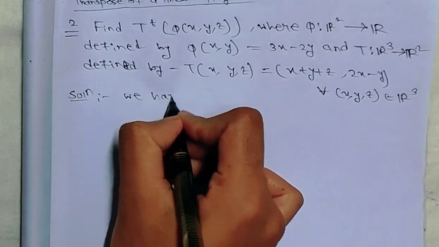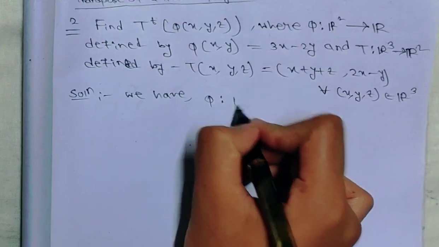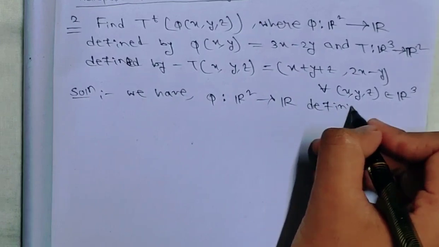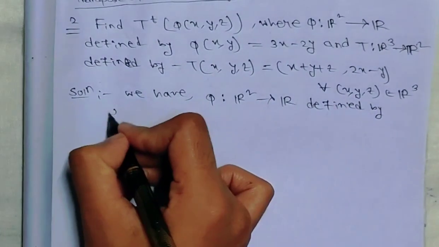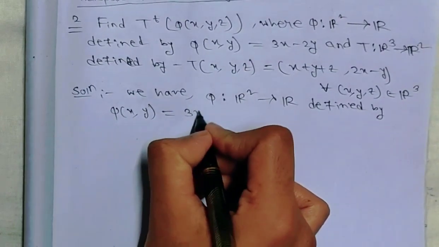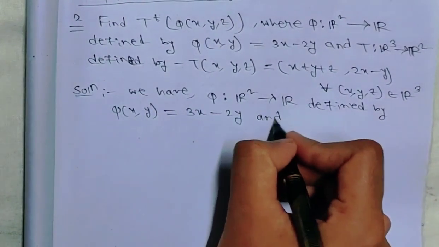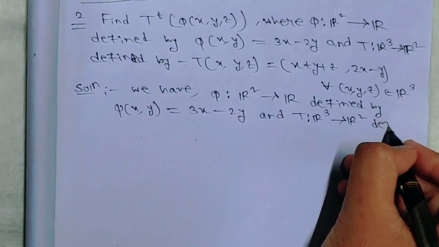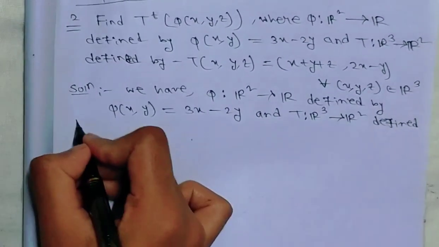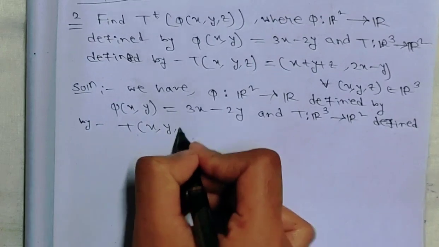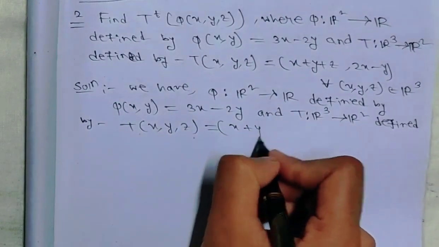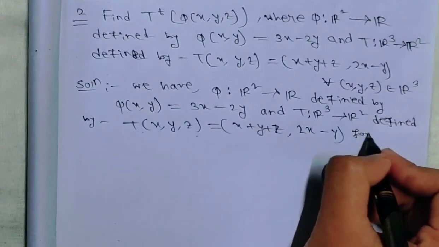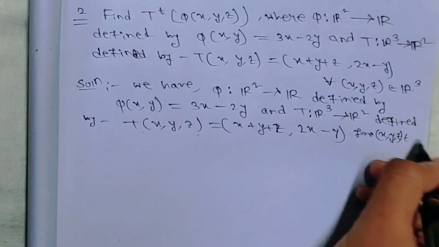Now solution. We have phi: R2 to R is defined by phi of x, y equals 3x minus 2y, and T: R3 to R2 defined by T of x, y, z equals x plus y plus z, comma 2x minus y, for x, y, z belonging to R3.